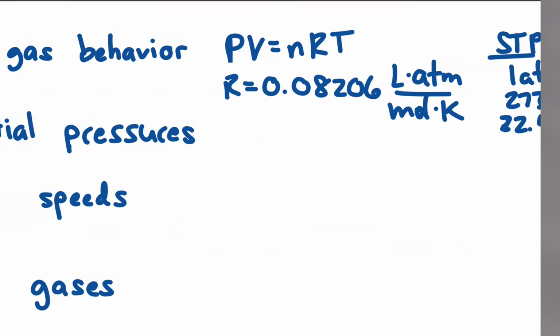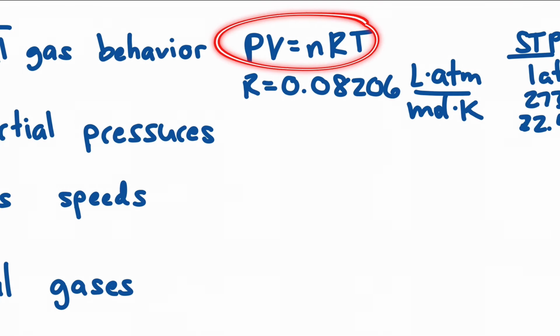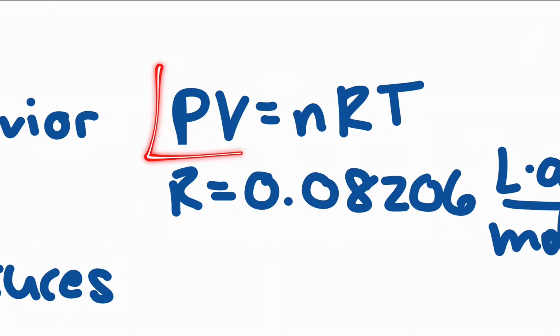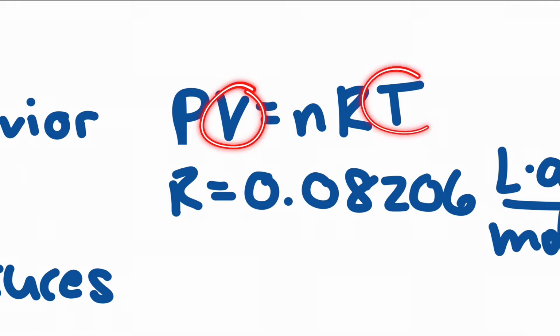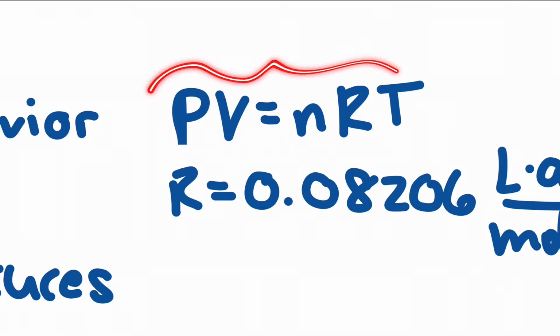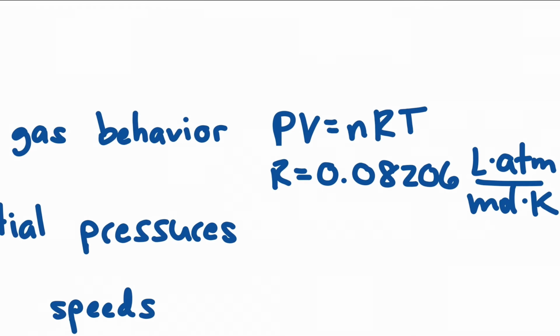And all those relationships are inside this equation right here. There's the inverse relationship between pressure and volume. As one goes up, the other goes down. There's the direct relationship between pressure and temperature. As one goes up, the other goes up. Likewise, there's a direct relationship between volume and temperature, volume and moles, etc. All those relations are in that one equation.